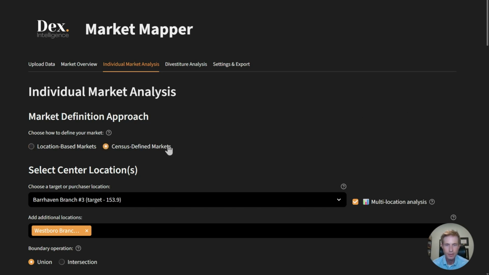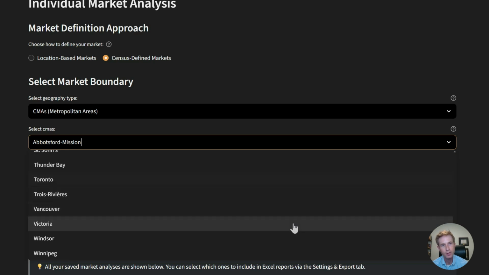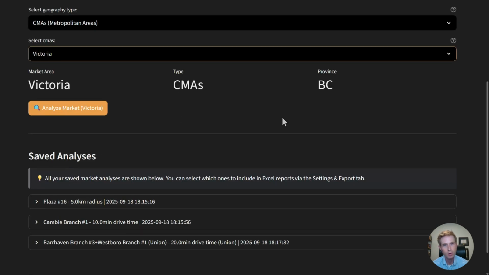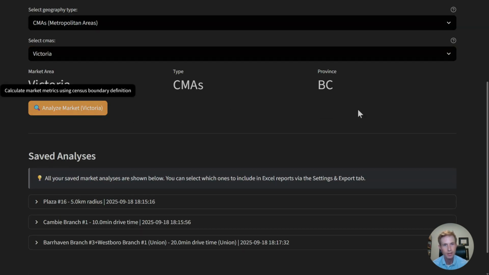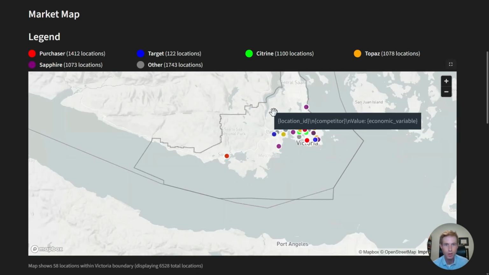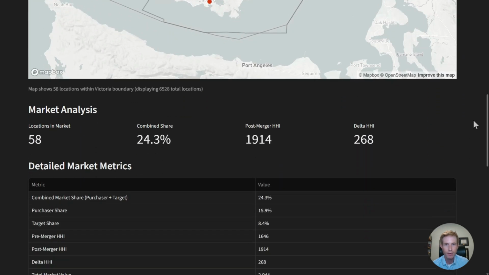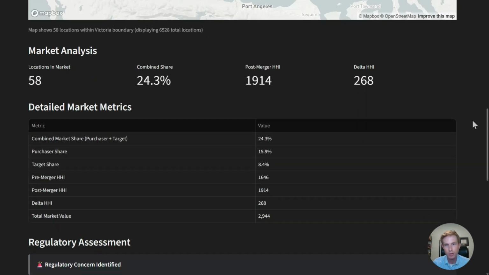Now, the other kind of analysis that we can do is based on census boundaries. So in this case, the parties overlap in Victoria, and we can analyze the competition in the Victoria CMA. We can do this for any kind of census boundary. There's the map there. Those are the locations in the CMA, and we have our detailed competition breakdown again with the HHIs.